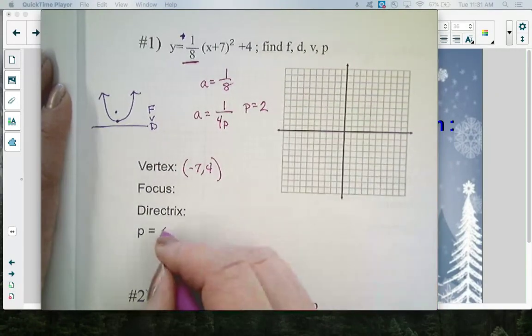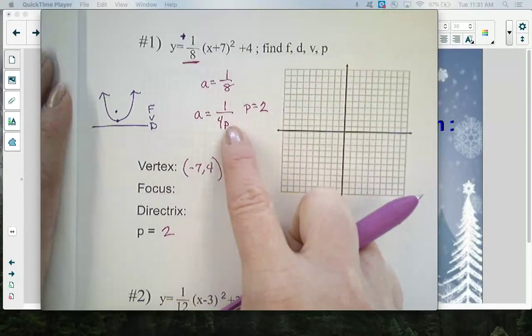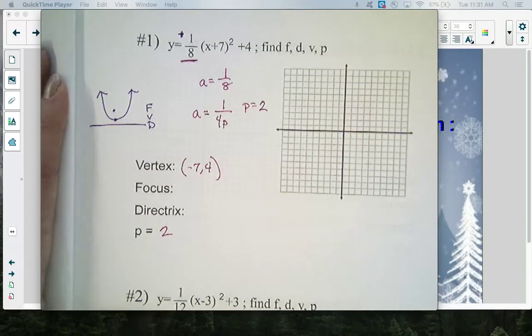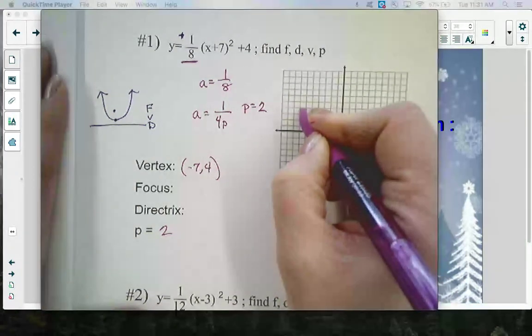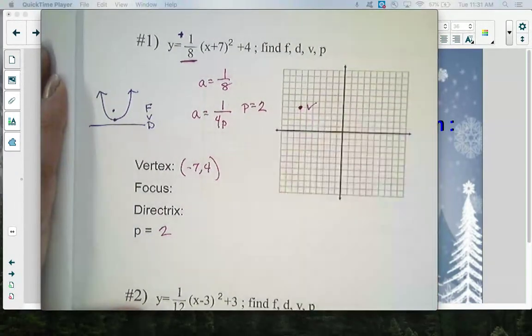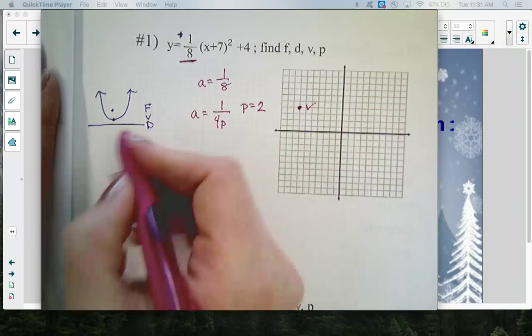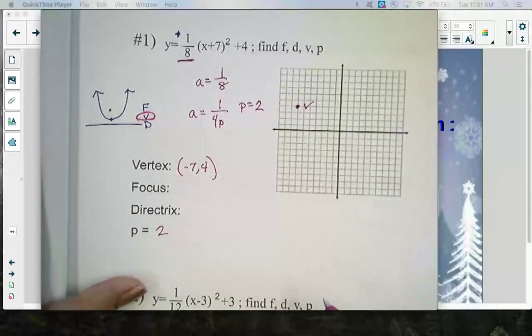All right, does everyone see where that 2 came from? 4 times what in the denominator will give me 8? 4 times 2, so that p-value has to be 2. So now here's where it comes together. You ready? -7, +4, label, that's my vertex. You have your vertex. Do you see what I circled? Because that's what I have in my sketch.